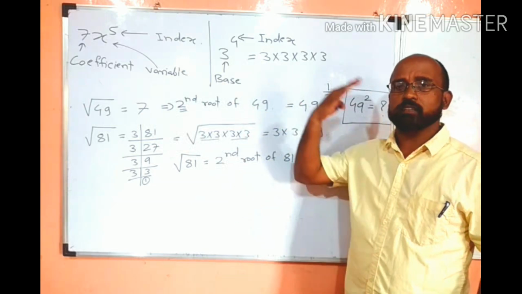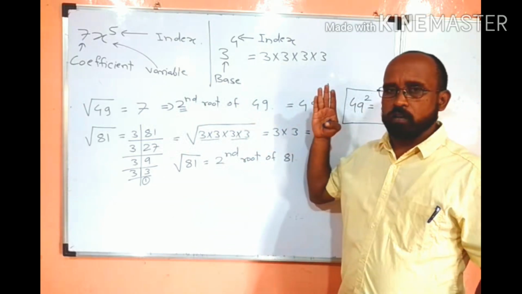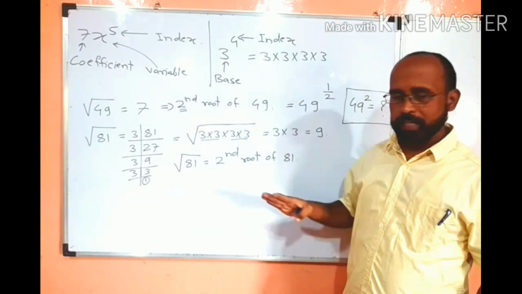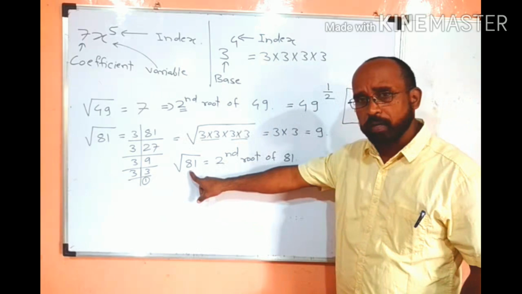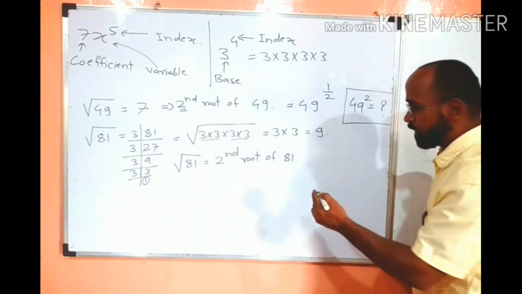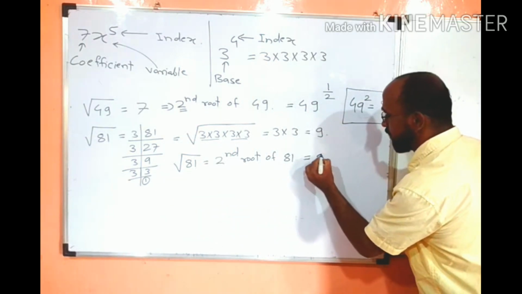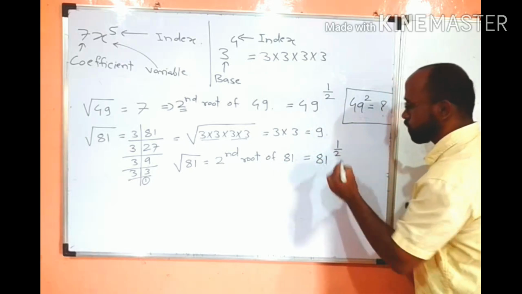Okay, so here we learn how to write square root of 49. We can write it as a fraction in the form of index. Index in the form of fraction. So square root of 81, how do we write it? We can write it as 81 raised to 1 upon 2.